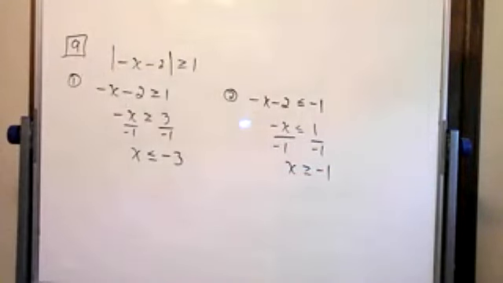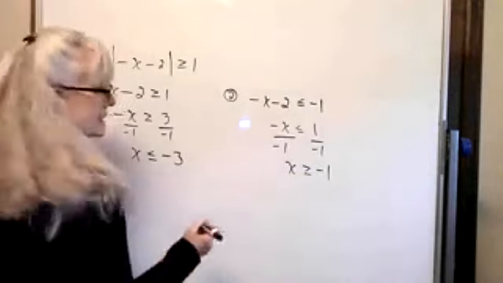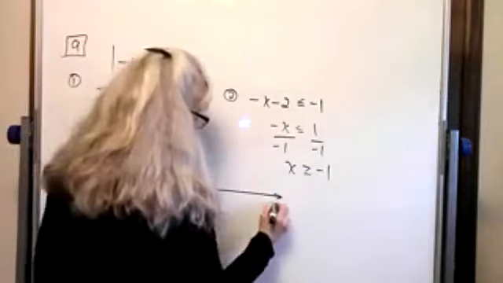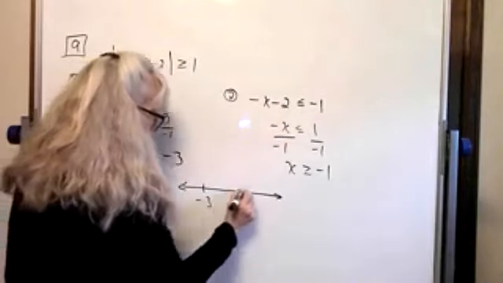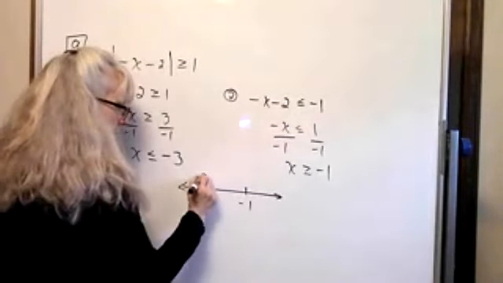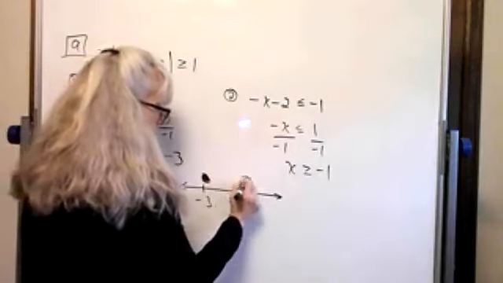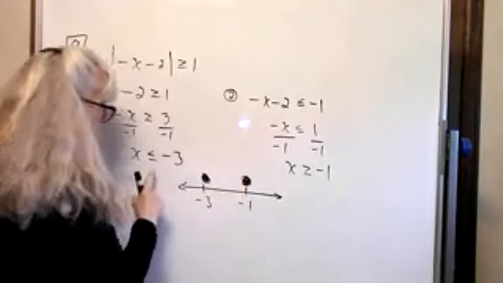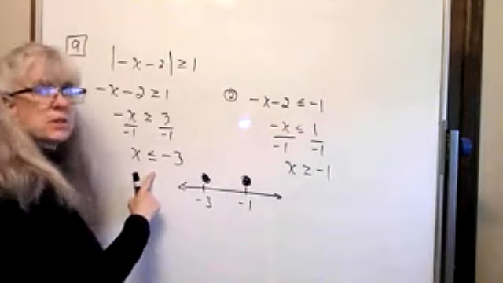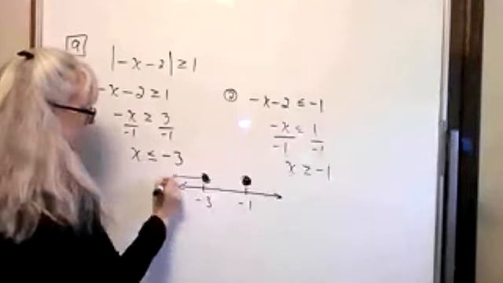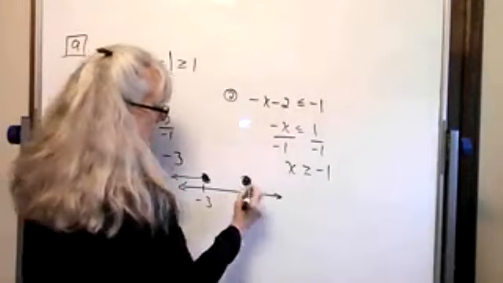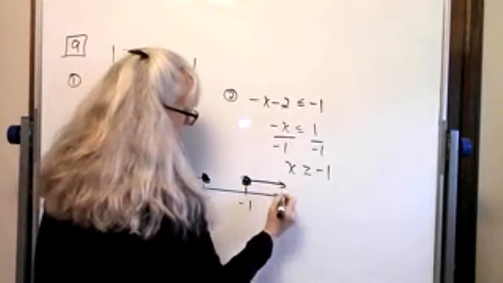To interpret that, we're going to go to our handy number line. Negative 3 is smaller, negative 1 is larger. Both this time we're going to be closed circles. Okay, this inequality statement is saying you need numbers that are smaller than negative 3, which would be to the left. This one is saying you need numbers larger than negative 1, which is to the right.